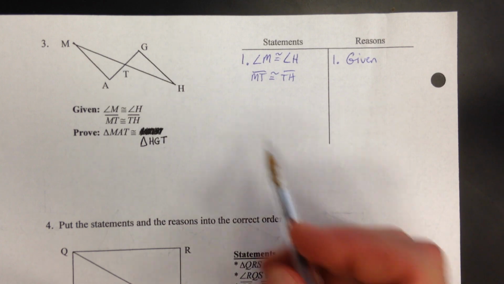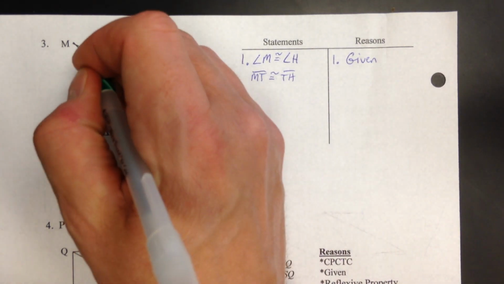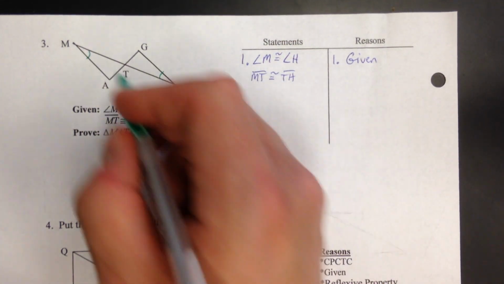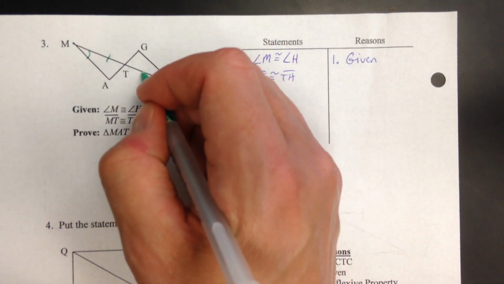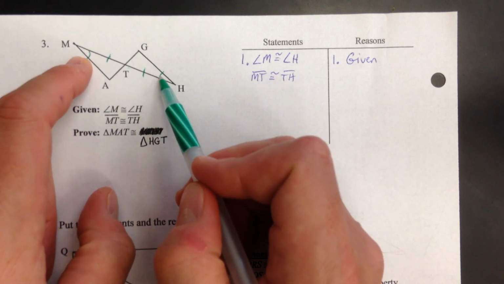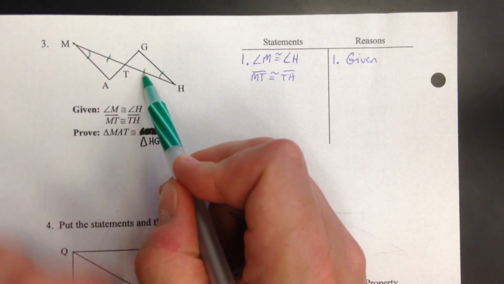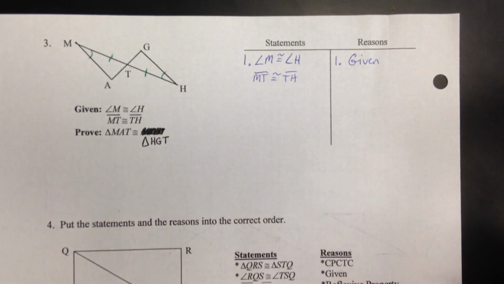Okay, so let's label the picture now. We have angle M is congruent to angle H, and we have MT, so that segment there is congruent to segment TH, that segment. Always label angles with arcs and label side congruents with little tally marks like that. So we have 2 things. We need a third thing.